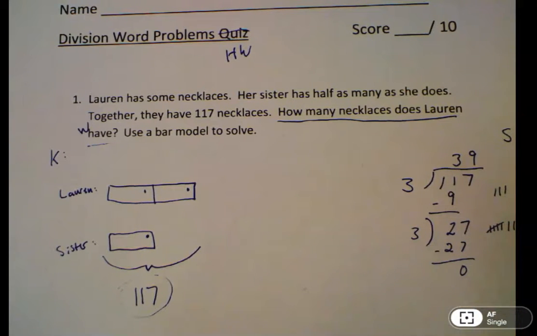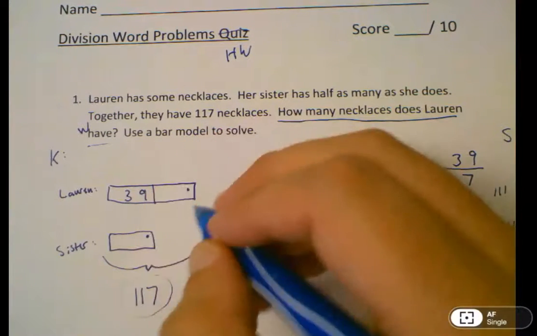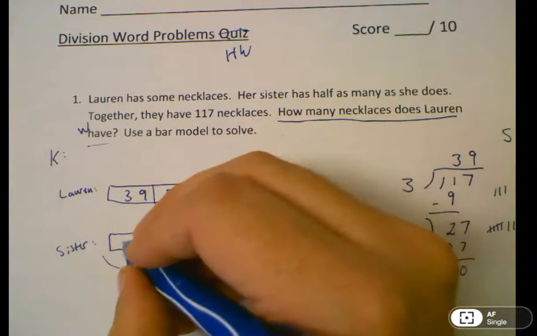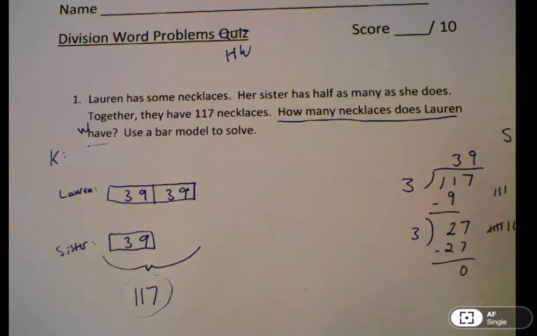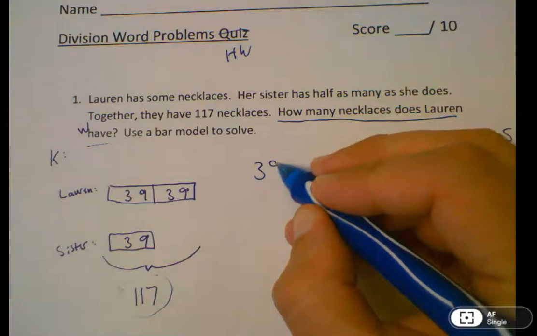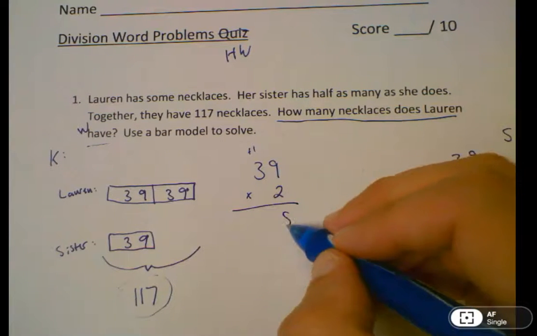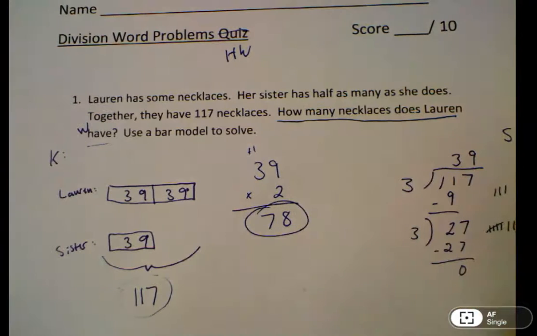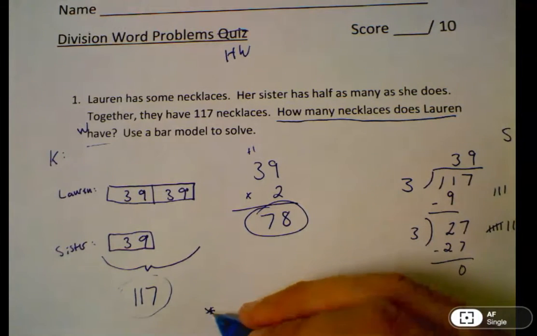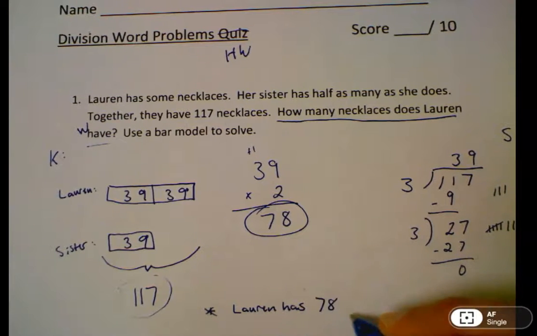The problem here is that 39 is not my answer. 39 is what I divided the total of 117 by, which means the 3 bars that we separated each get 39. So I go back to the question, which says, how many necklaces does Lauren have? There's 2 ways to solve. Either 39 plus 39 or 39 times 2, which is 78. So to answer this question, you want to say Lauren has 78 necklaces.